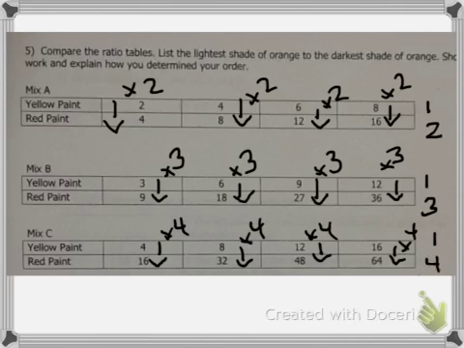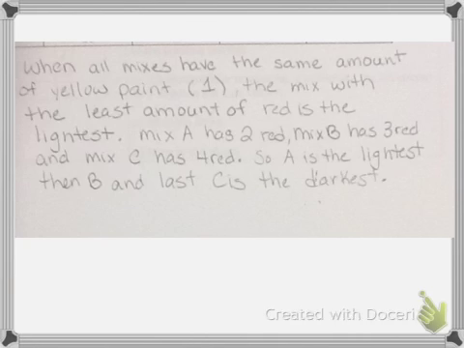So now that we have the same amount of yellow for all 3 mixes, we can compare how much red there is to each. The less red that is added to our mix, the lighter the shade of orange. Now here comes our explanation. When all mixes have the same amount of yellow paint, 1, the mix with the least amount of red is the lightest. Mix A has 2 red, mix B has 3 red, and mix C has 4 red. So A is the lightest, then B, and last C is the darkest.